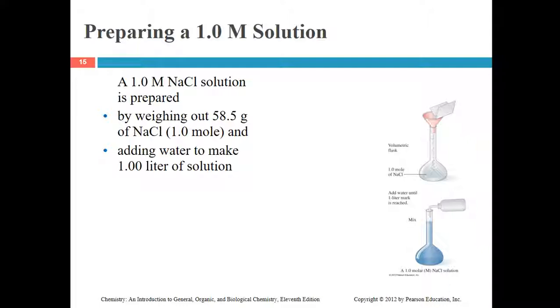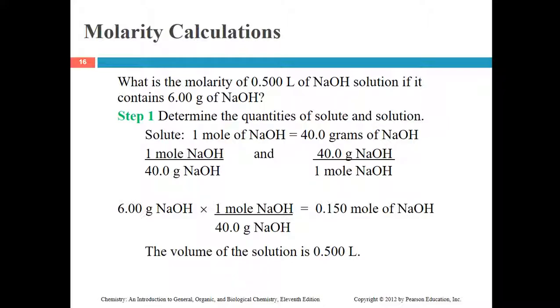And you go, where did that number come from? Well, look up the molar mass of sodium on the periodic table, Na, and the molar mass of your Cl on the periodic table. You add them together, and that is your 58.5. Then you're going to add water to the 1 liter mark in your flask. So let's do some calculations here.